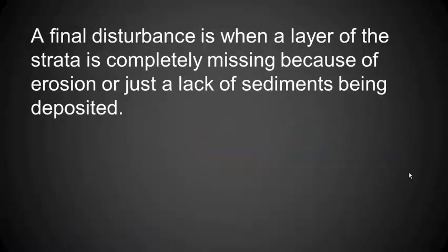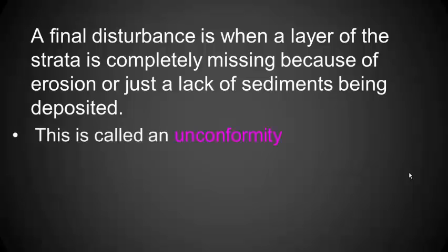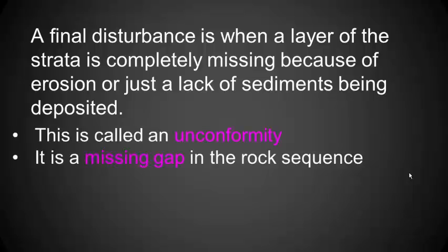One last disturbance that we'll take a look at is when a layer of the strata is completely missing. And this is because of erosion or just a lack of sediments being deposited. When this happens, we call it an unconformity. It represents a missing gap in the rock sequence. And for many geologists, it also means missing time, since we don't have any record of what took place at that point.